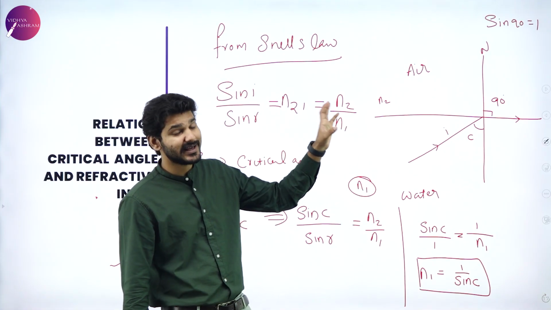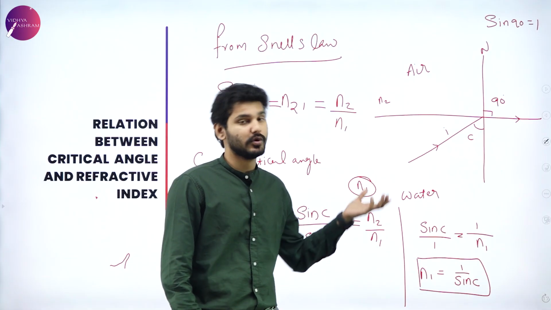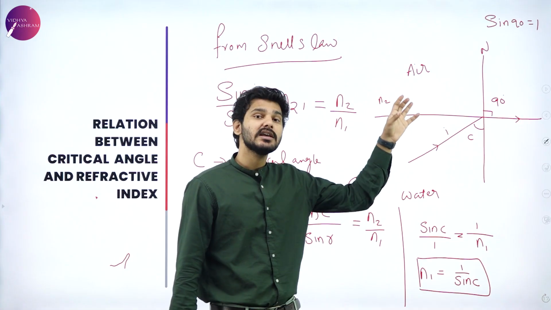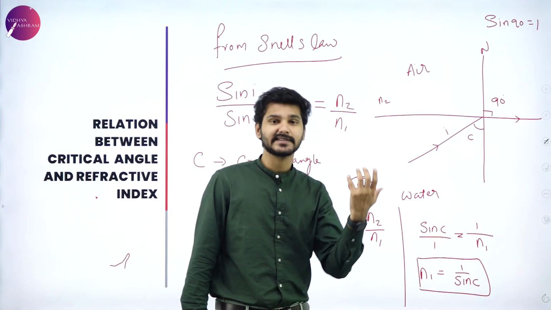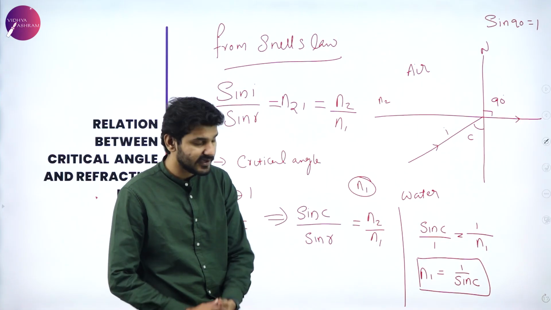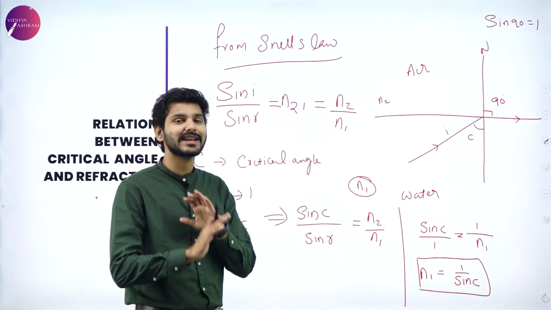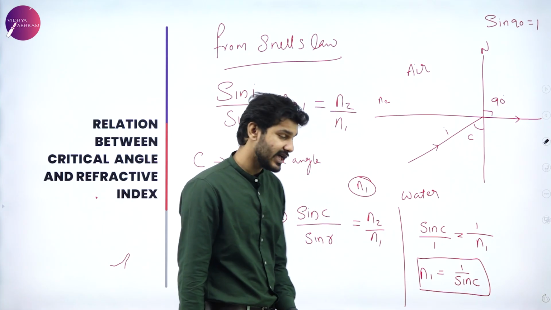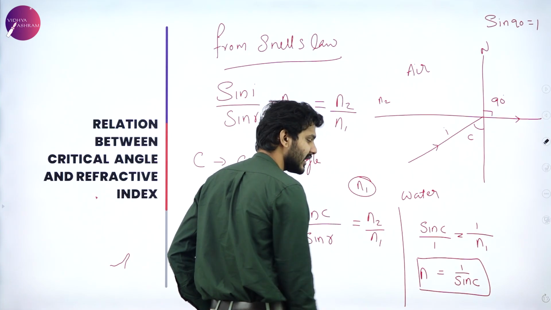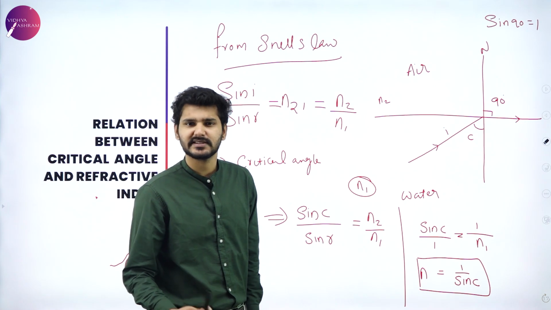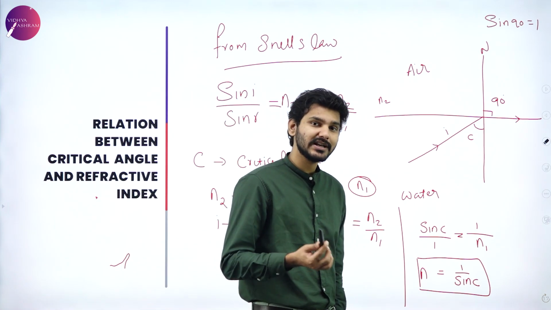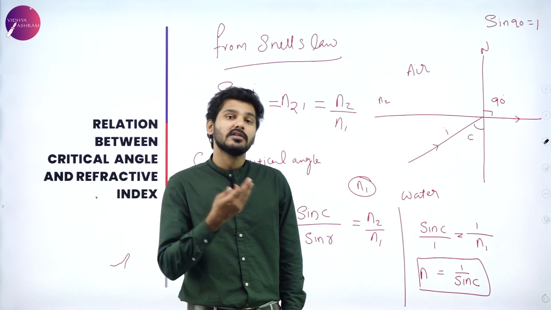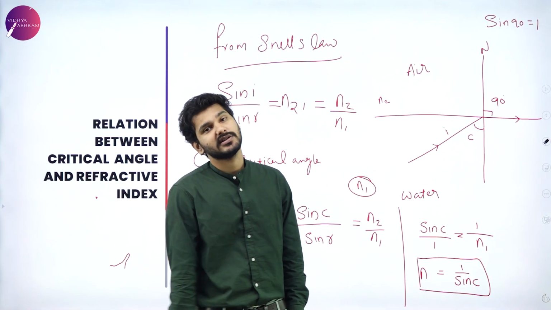First, we consider a denser and a rarer medium. We assume it to be water and air, and then we assume a situation where the critical angle is achieved, and then using Snell's law we arrive at this result where N1, or simply just N, is equal to 1 by sine C. Generally we can say that N is equal to 1 by sine C. That is the most general relation between critical angle and refractive index.